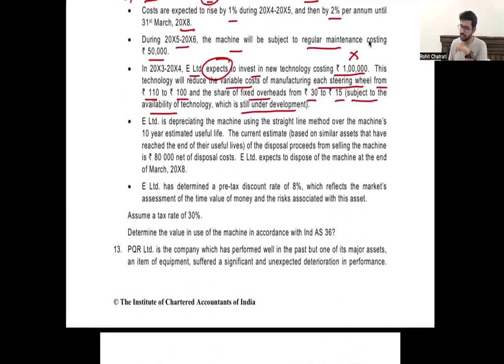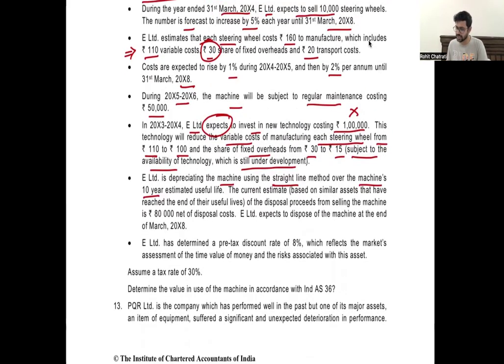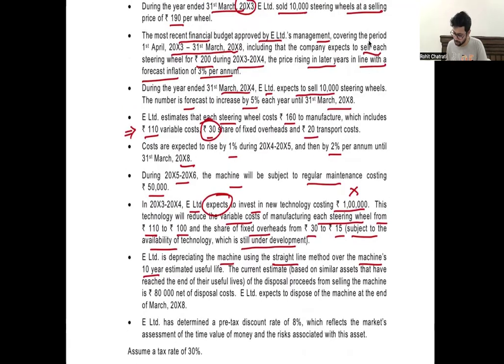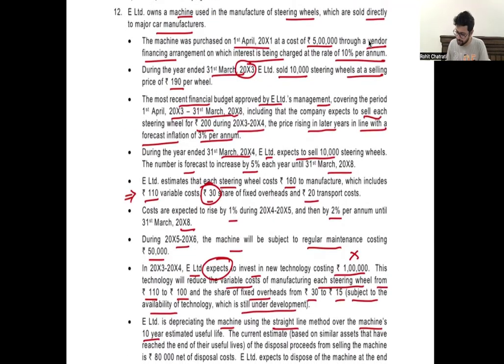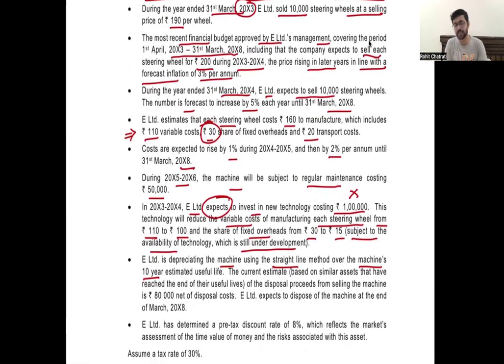E Limited is depreciating the machine using the straight line method over the machine's 10-year useful life. The machine has a useful life of 10 years. That is what the question has mentioned. We purchased the machinery in 2011 and the machine was expected to have a useful life of 10 years.